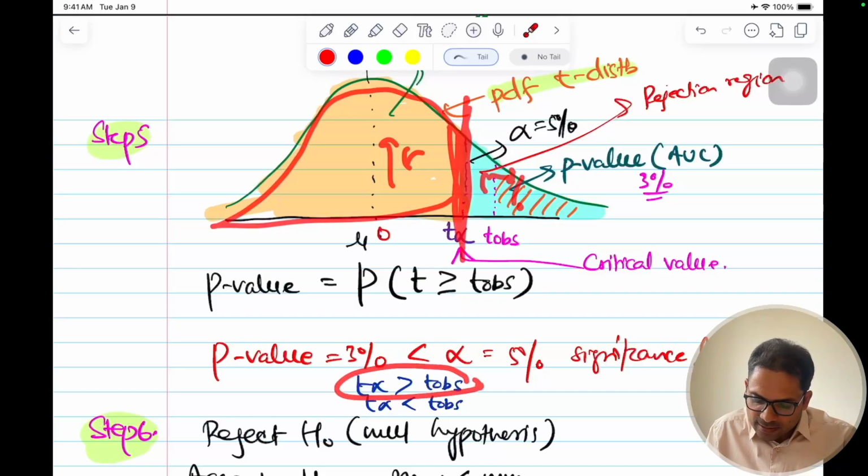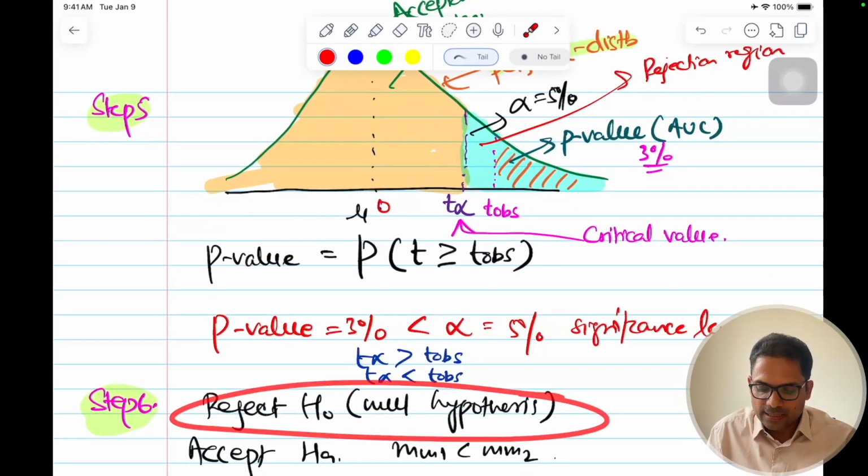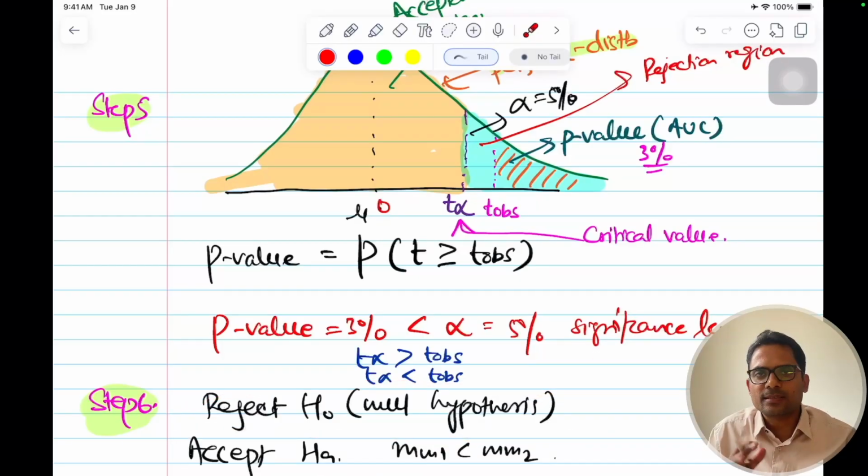So if my t alpha is greater than this, I'll accept it. But if my t alpha is less than t observed, which in this case is on the left side of this, then the area under the curve for my t observed will become less than the significance level. The p-value will become less than that significance level, and we will reject the null hypothesis, as we did in this case, and accept the alternate hypothesis that they are not equal.